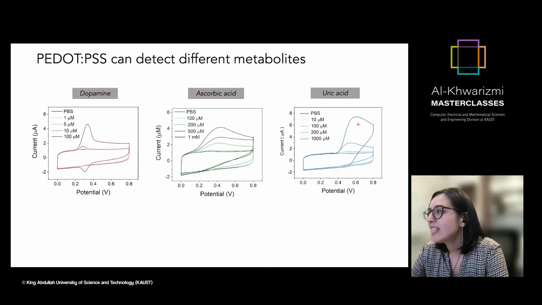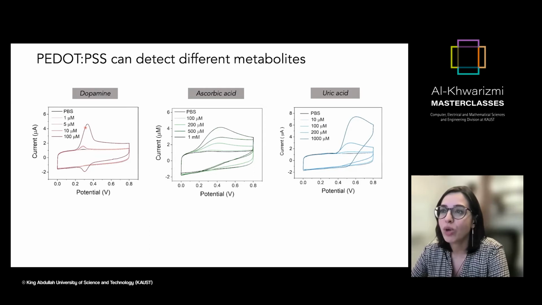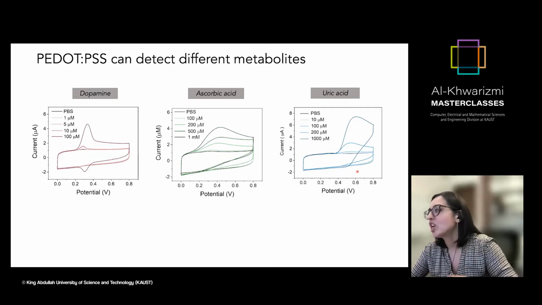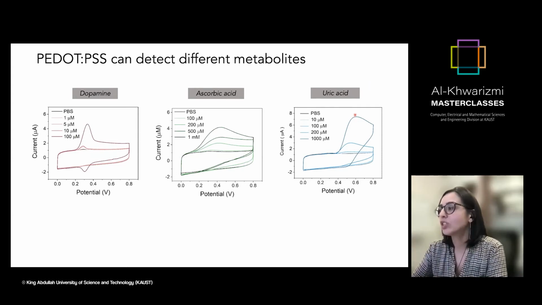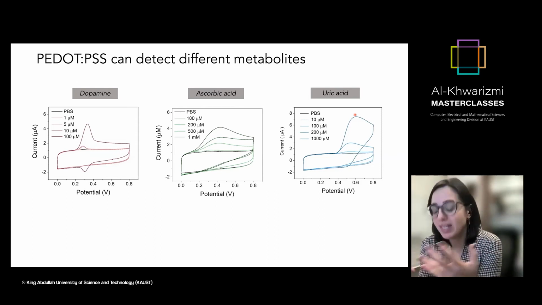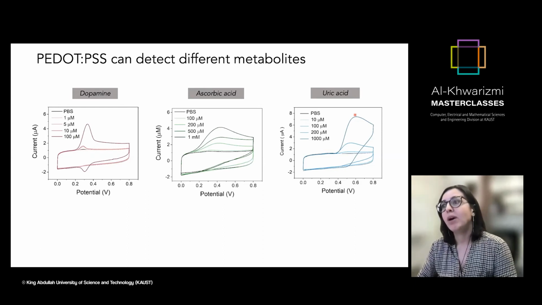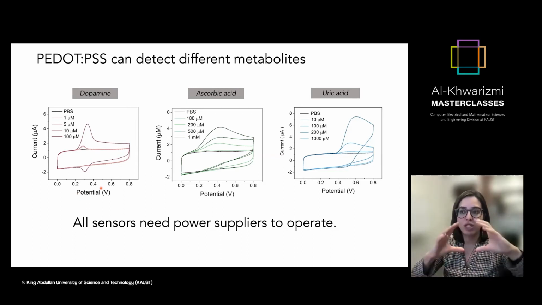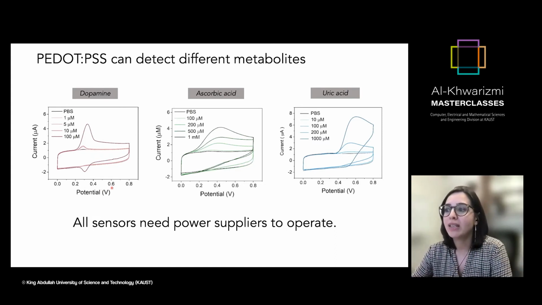And as you can see, all these sensitivities happen at different voltages. So for instance, here for dopamine, you are at a lower voltage. For ascorbic acid, the maximum sensitivity is at a different voltage. And for uric acid, that shifts even further to higher potentials. And talking about potentials, for all these devices to operate, we do need a power supply. Without a device that applies this potential, like the handheld device in the previous experiment, you cannot make this sensor operate because you need to apply the voltage.